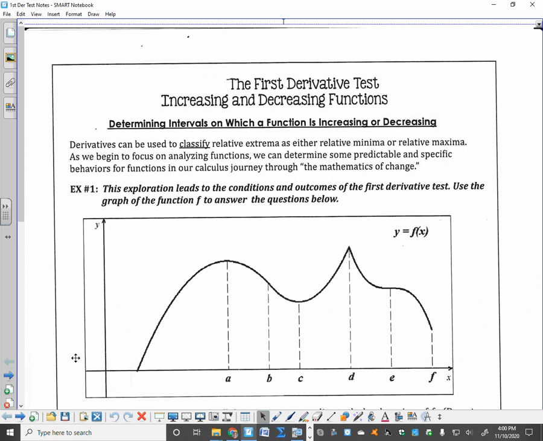So we're going to talk about the first derivative test, which finds where functions are increasing and decreasing. The first part of your notes is a lot of fill in the blanks, and it's based on the graph. Instead of scrolling back and forth, I'm going to stay focused on the graph and read the blank so you know what to fill in. That way we can still reference the graph.